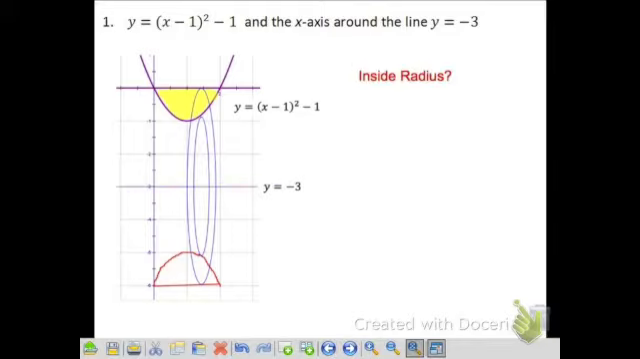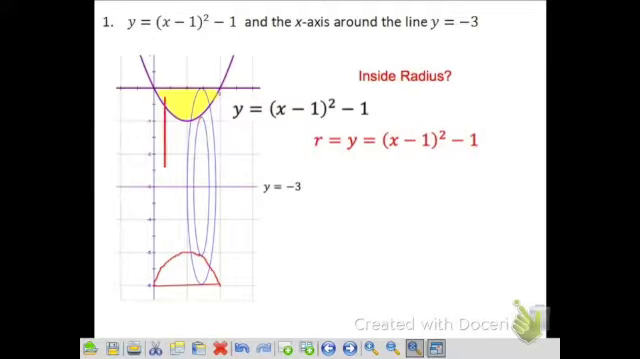So the inside radius, we're going to think about that as the line going from our axis of rotation, in this case y equals negative 3, and going up to our lower curve to get the inside radius. So we can write our radius in terms of y. Notice that we're slicing again along the x-axis here because that's the way that our rings are being stacked in that direction.